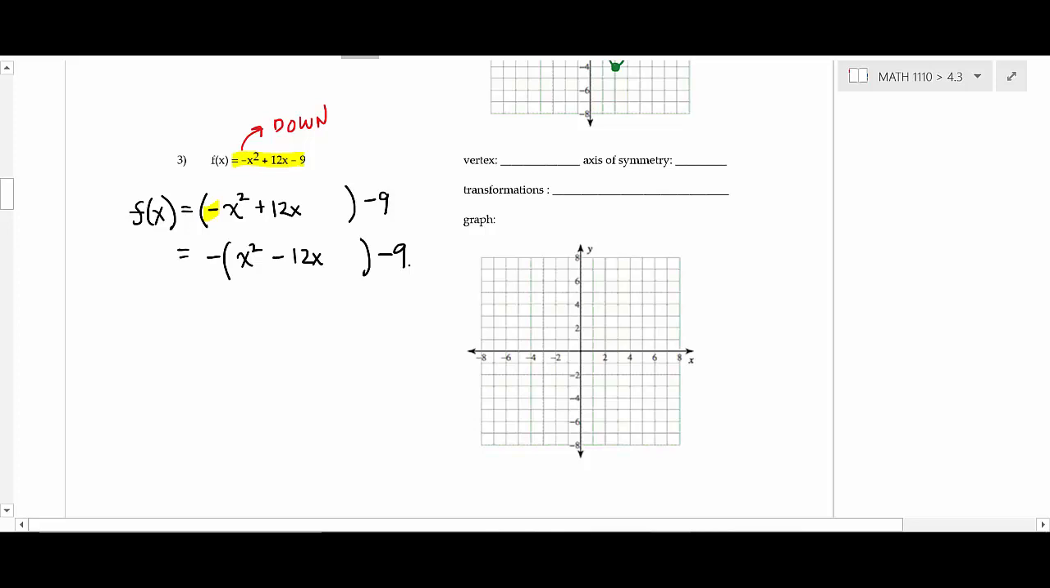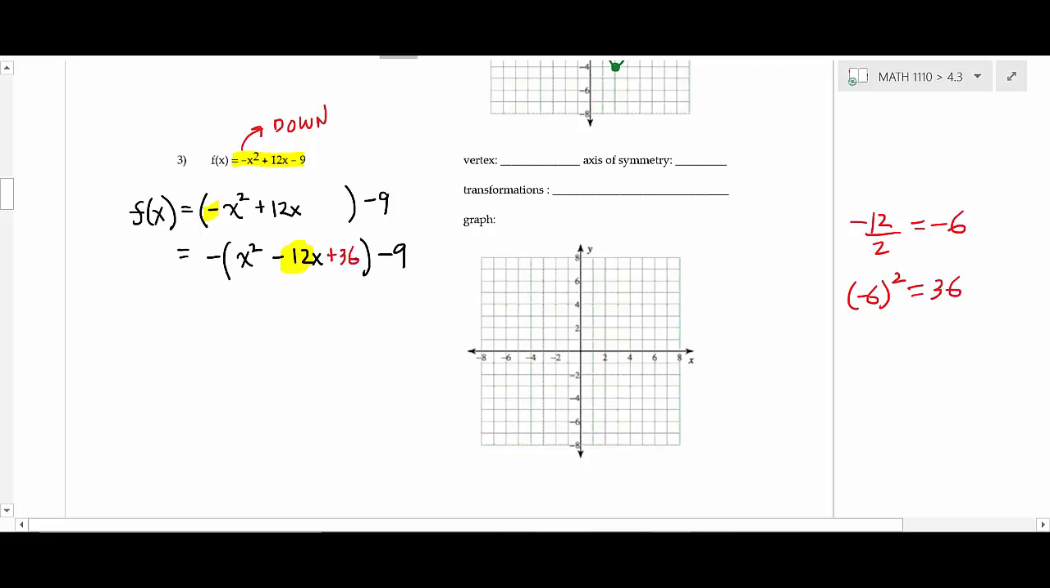I haven't changed the problem. I just need to take that negative out. Okay, now we're ready to complete the square. All right, you can do this in your head. So if you do -12 over 2, that's -6. If you square the -6, you're going to get +36.